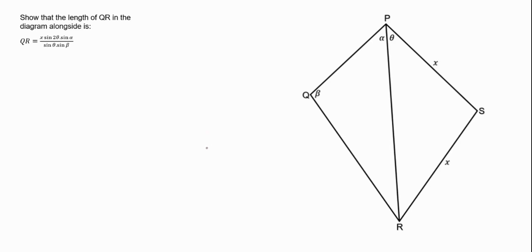Right, in this tutorial, we're going to look at questions that involve sine, cosine, and area rule with variables. Okay, this is our first question. Given the diagram here, show that the length QR in the diagram alongside is QR is equal to x sine 2 theta minus sine alpha divided by sine alpha times sine beta.